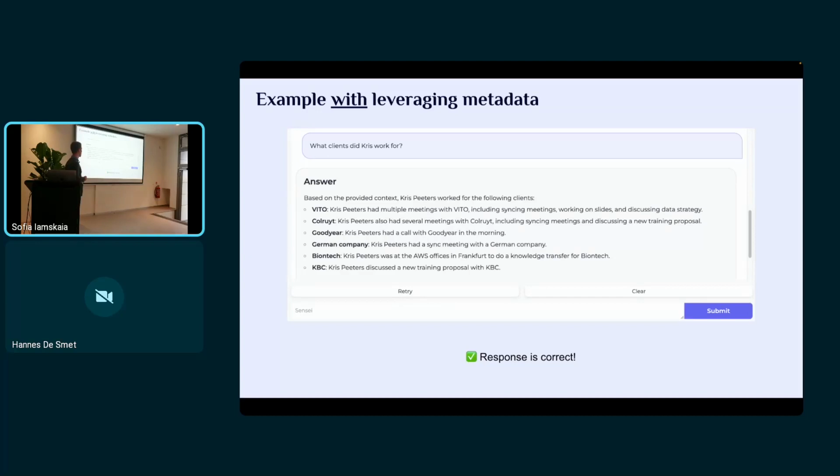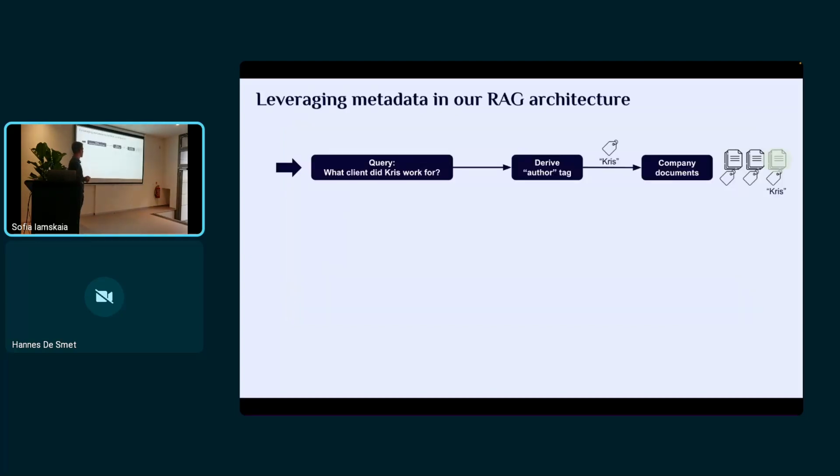And now I will explain what we did. Well, we have here the question, what clients did Chris work for? And then we introduced a new step, to derive the metadata tag. Here we said one of our metadata tags will be the author of the check-in message. We derived it from the check-in message, and here we figured out it was Chris. We also have tagged all our company documents, and we have a stack of check-in messages from Chris.